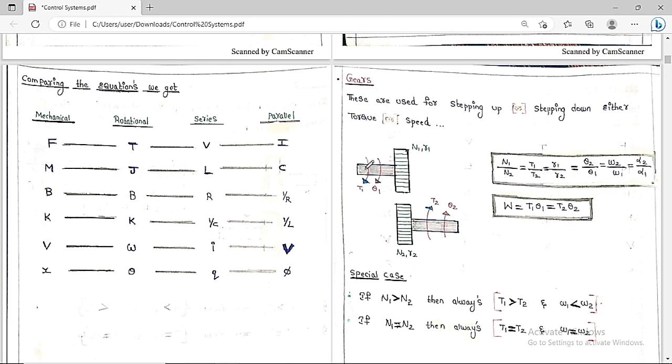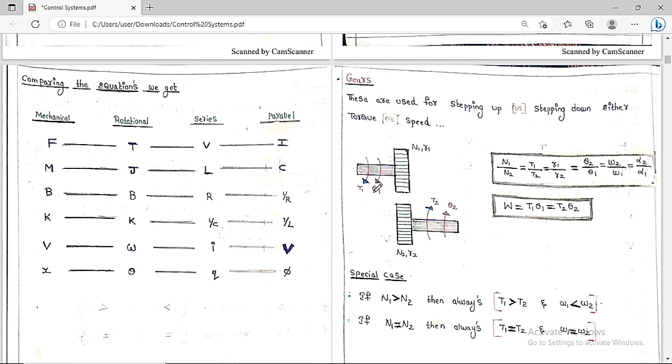And the work in the first case is always equal to the work in the second case. This is basically like a transformer, where the overall power is conserved between input and output, and only the voltage and the current change. The same thing here: only the torque and the speed vary, while the work is always constant. The work formula is work equals torque into angular displacement.